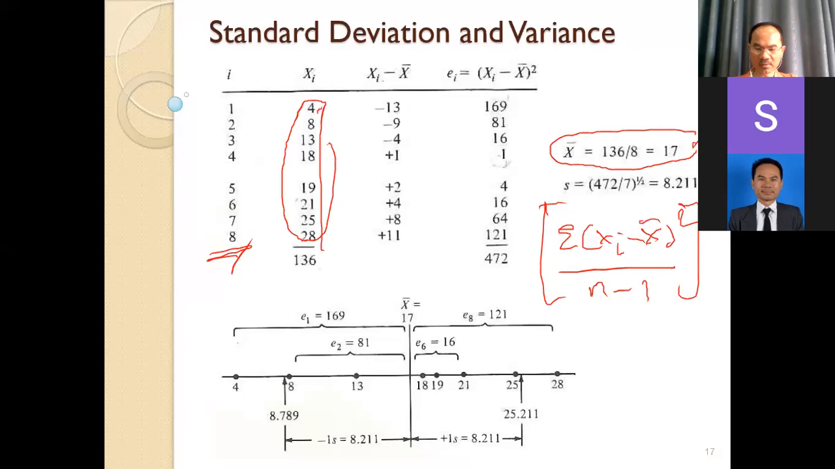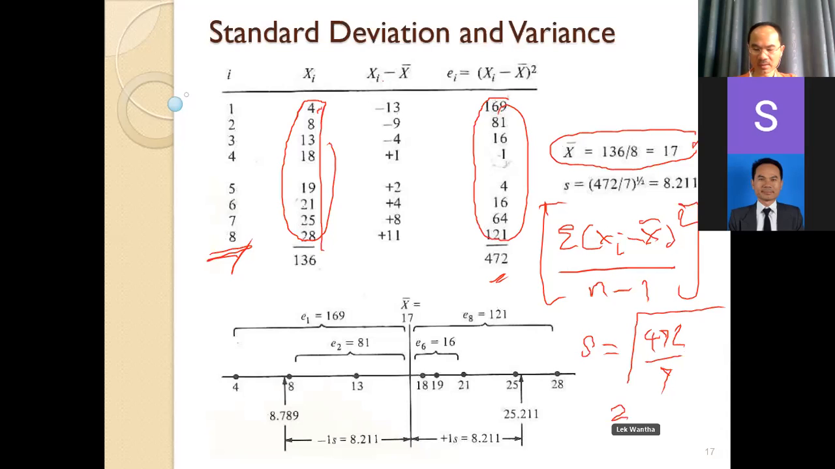The sum of these values is equal to 472. Then divide by n minus 1, which is 7. So it should be the square root of 472 divided by 7, which gives 0.211. This is the standard deviation.